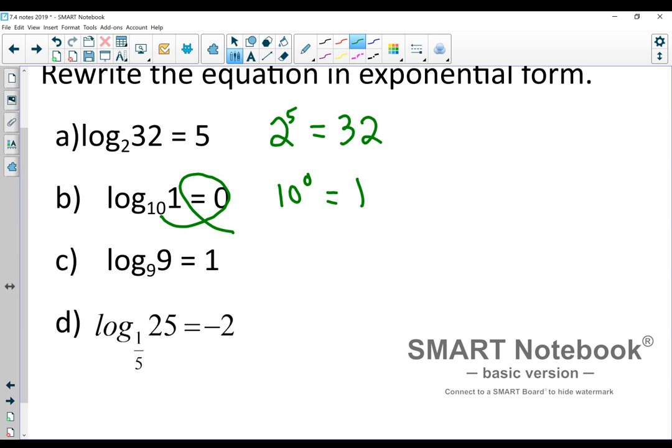For C, I would have 9 raised to the 1st power is 9. And then for D, I would have 1/5 raised to the negative 2 power. So I've got to have that in parentheses. I need to raise the entire fraction, and it's going to equal 25. So that's just some practice taking a logarithm and rewriting it in its exponential form. These two things are exactly the same, except one of them is equal to the exponent, and the other one is written in this exponential form where you have an exponent to start with.